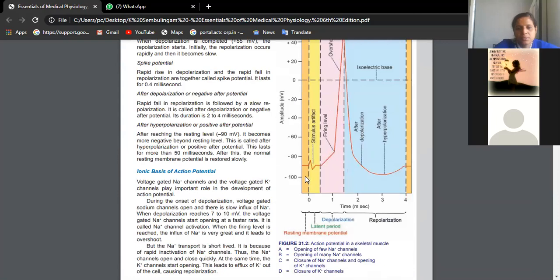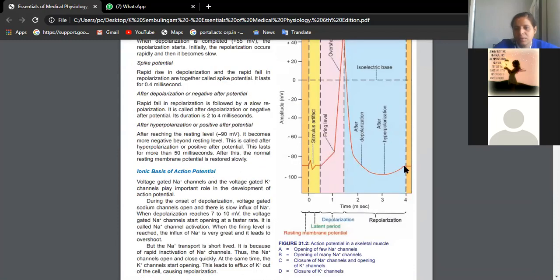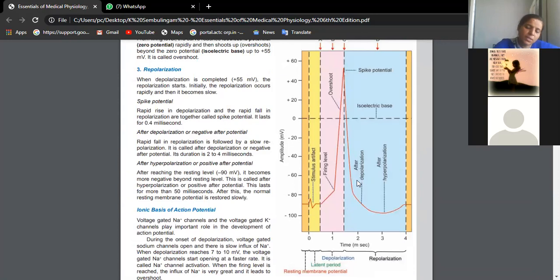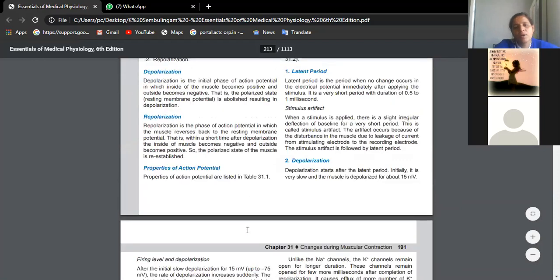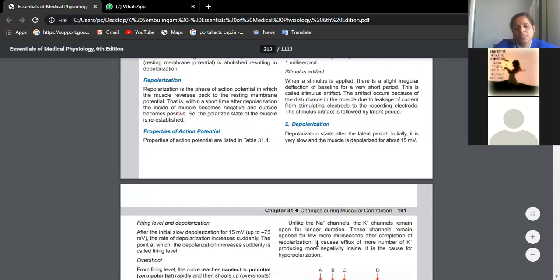See, this is the curve. This is the resting membrane potential, which is followed by depolarization and repolarization. So whenever the muscle has to contract, certain ionic changes take place. Those ionic changes are brought about by this pump, the sodium potassium pump. This is an enzyme, sodium potassium ATPase, which moves two potassium ions inside and three sodium ions outside. Because of more negativity developed inside the skeletal muscle, cardiac muscle or the neuron, they will start contracting.